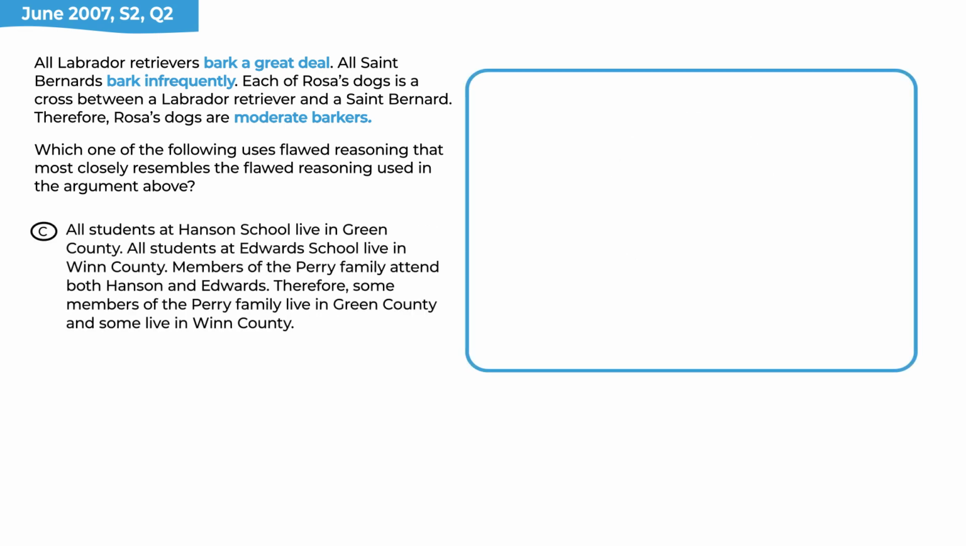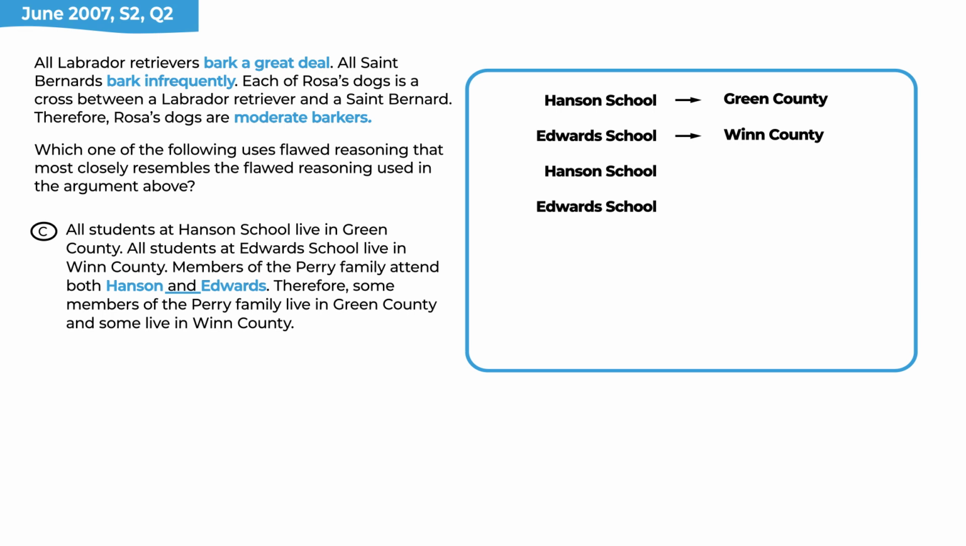It says that all students at Hanson School live in Greene County. So we can see that as a rule. If you go to Hanson School, you live in Greene County. And then we have another premise that says that all students at Edwards School live in Wynn County. So we have another rule, building a relationship between going to Edwards School and living in Wynn County. Then we get another premise that says that members of the Perry family attend both Hanson and Edwards. So we know that there are members of that family going to both.